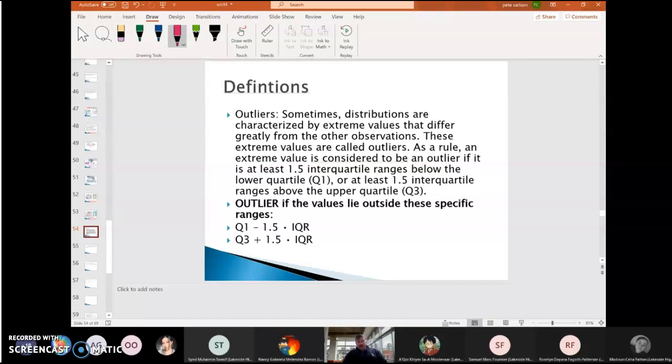Now, how do you tell if something's an outlier? You basically use the interquartile range. If you multiply the interquartile range by 1.5, and the distance is greater than that number, then it's an outlier. Okay? So here's what I mean.